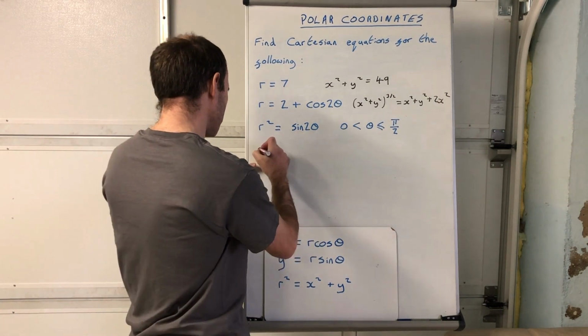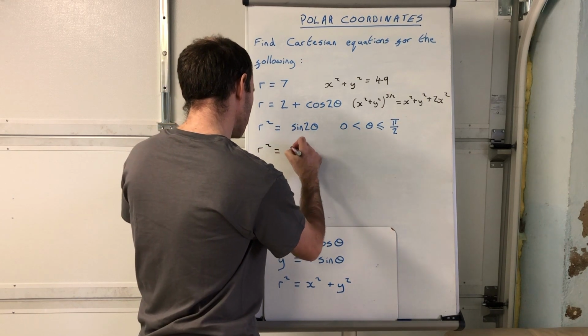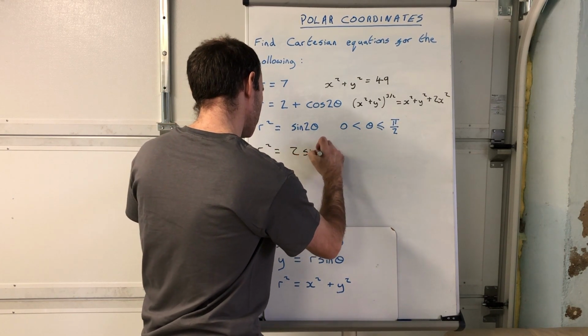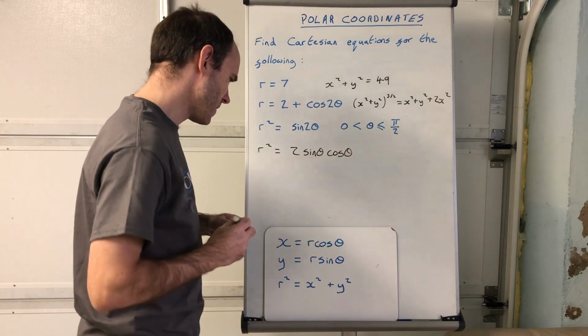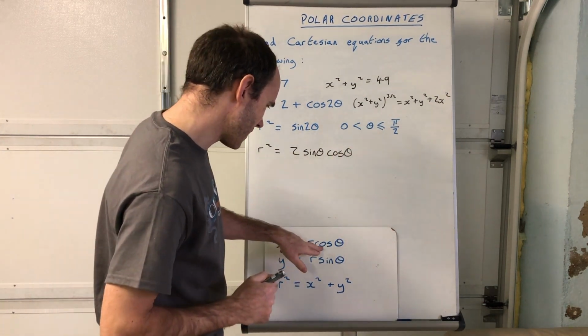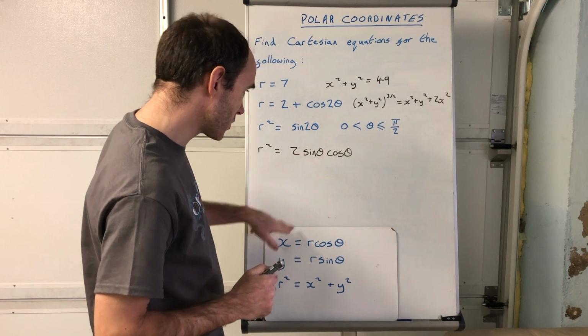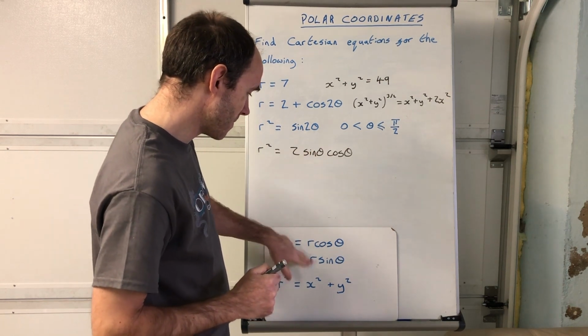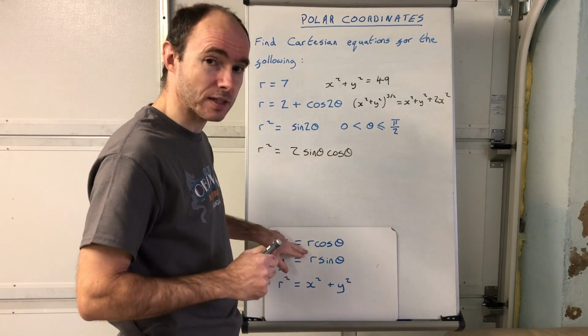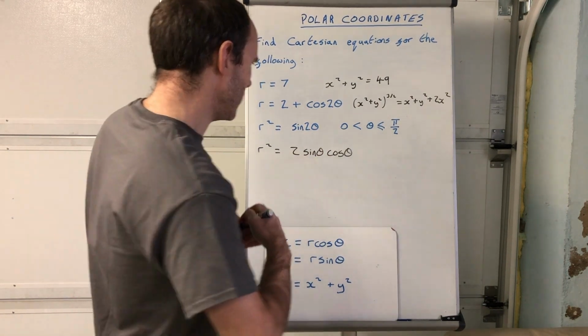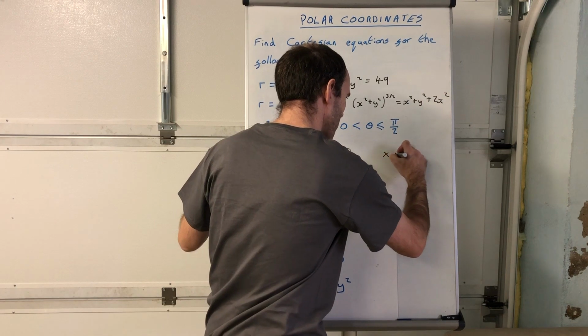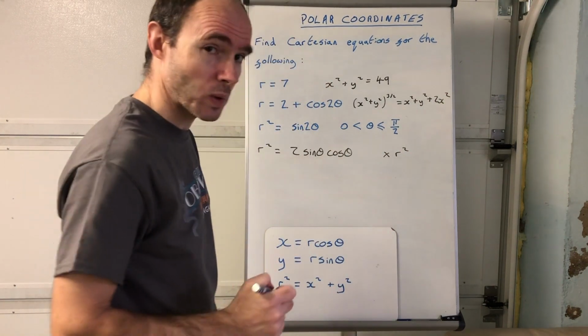So I'm going to write it as r squared equals 2 sine theta cosine theta, like that. Now, what you'll notice is I'm going to have to use both of those because one of them is sine, one of them is cosine. But again, I'm missing the r in front of each one. I need an r there and an r there. In order to get that, I need to multiply both sides by r squared.